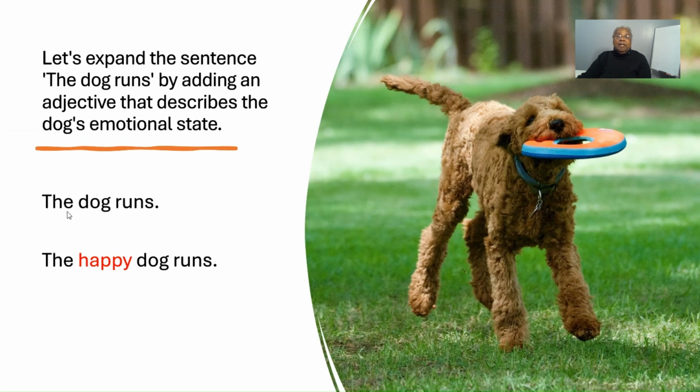Let's expand the simple sentence, the dog runs, by adding an adjective that describes the dog's emotional state. The dog appears happy, so we're using the word happy. Let's read the sentence with the adjective happy in it. Ready? Let us begin. The happy dog runs.